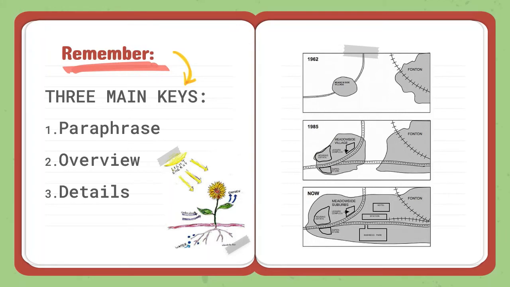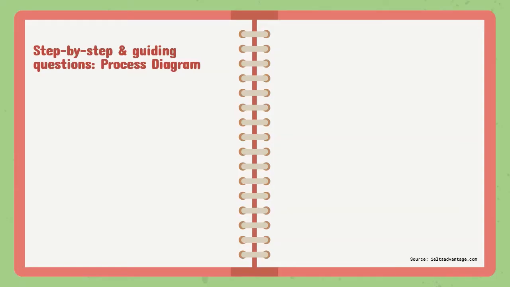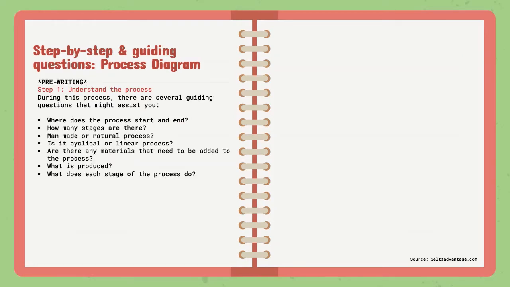Now let's move on to the know-how of process diagram. In this part, we'll talk about several tips on IELTS Writing Task 1 process diagram. Before you start writing the answer, take a look at the diagram and try to understand the whole process. If you are not used to it, there are several questions that could help you.